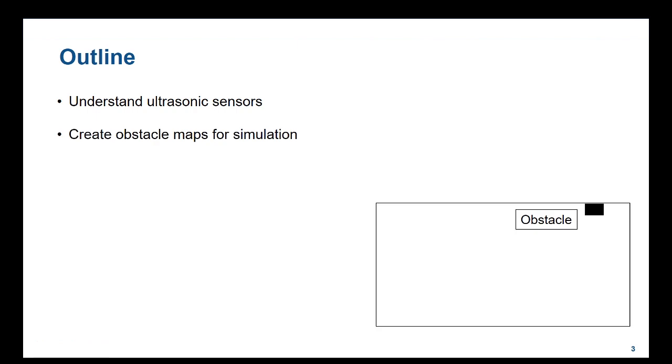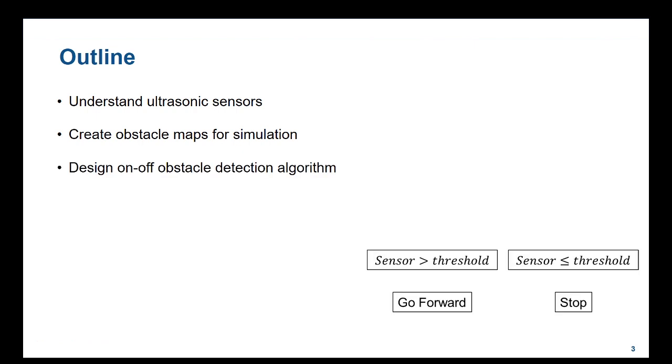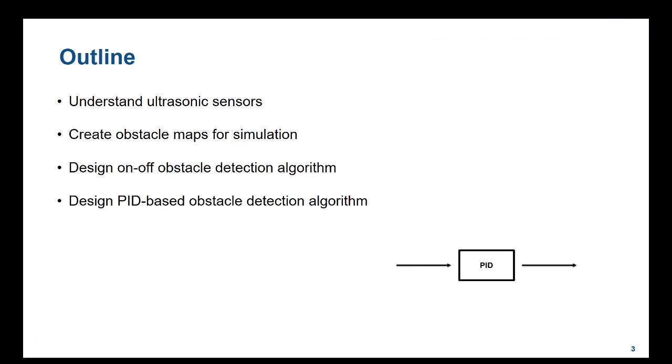We have been talking about the use of simulation to design algorithms throughout this training. We will next look at how to create maps from pictures to help with designing obstacle detection algorithms. This will be like the line following maps we generated in the previous video. Then we will look at two different algorithms to perform obstacle detection. The first one is called the on-off algorithm, and the second one is through a PID controller, which we have talked about in a previous video. Let's first look at the sensors to understand them.